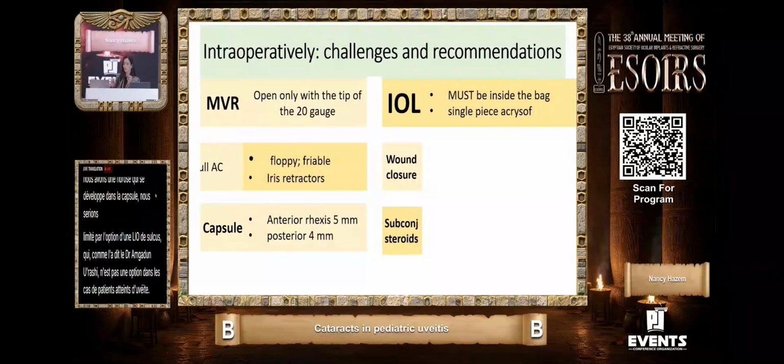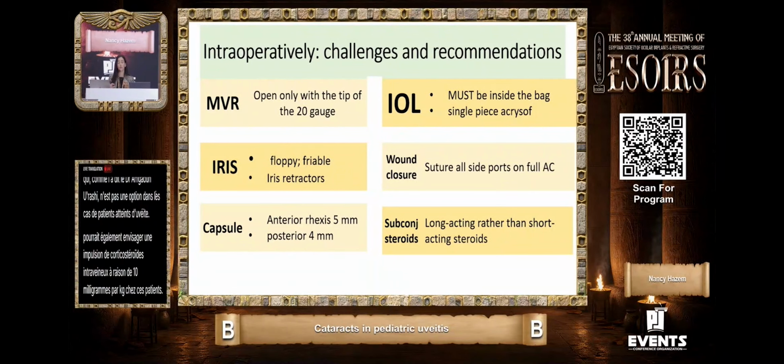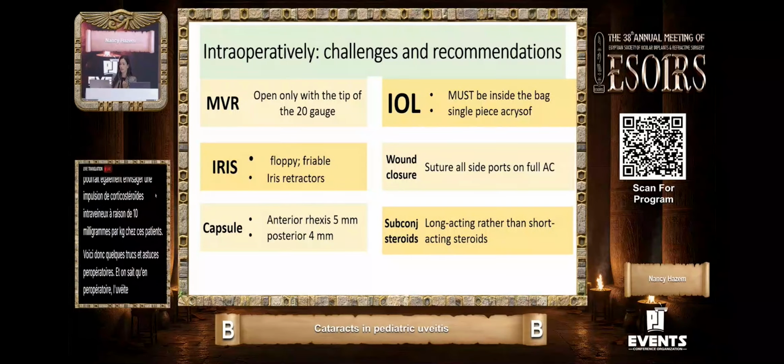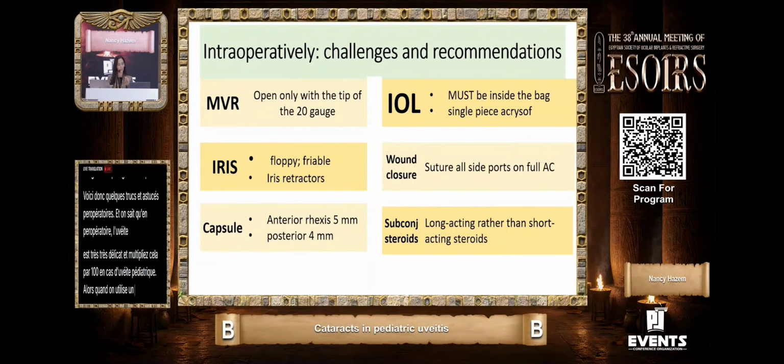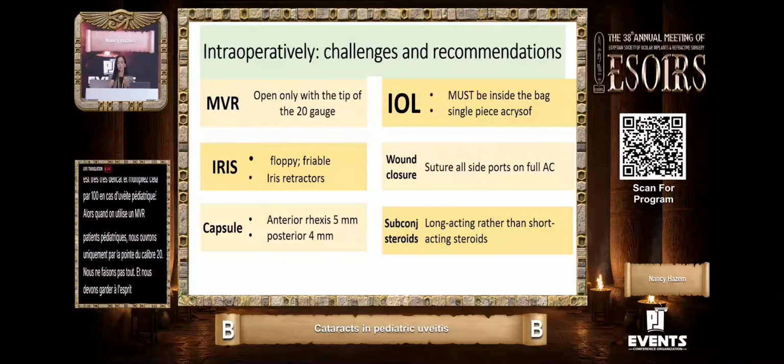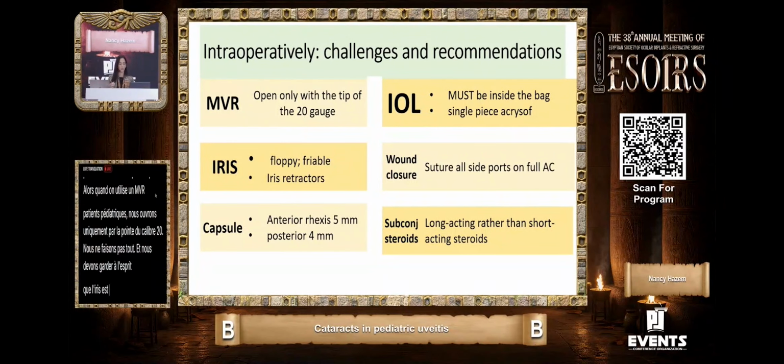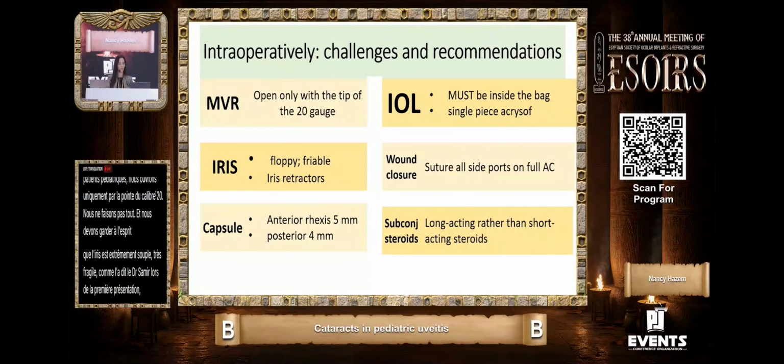So here are some intraoperative tips and tricks. We know that intraoperatively uveitis cataract is very, very tricky, and multiply this by 100 in cases of pediatric uveitis. When we use an MVR in pediatric patients, we open only by the tip of the 20 gauge, we don't go all through, and we need to put into mind that the iris is extremely floppy, very fragile, as Dr. Samir said in the first presentation. So we don't use capsular hooks, we use iris hooks, but very, very carefully. We use iris retractors, never use capsular hooks for these because they're quite large and bulky and they can injure the iris.